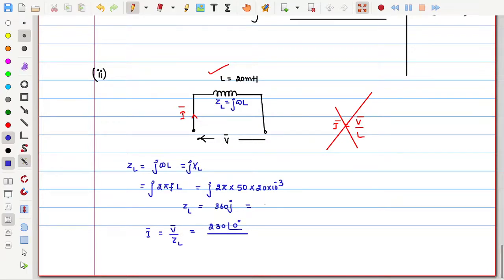360j, can I write as 360 at an angle 90? Why? I told you 1 at an angle 90 is equal to j. Yes or no? Yes, sir. Just simply I am writing 360 into 1 at an angle 90. 360 into 1 is 360. So if I express this in polar form, it is much easier for me. So 360 at an angle 90.